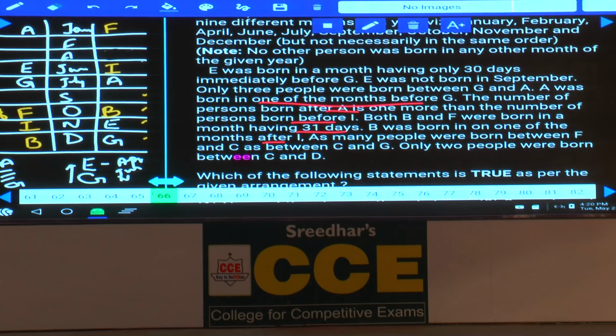And July completed, Jan also completed. Hence now F can be in the month of October, and as many people were born between F and C, between C and G.